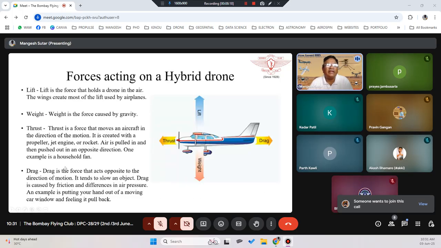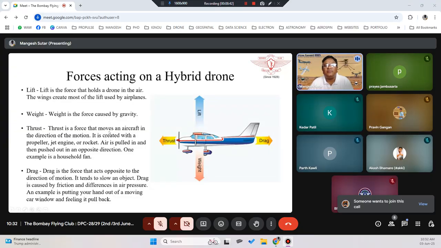Now the forces acting on a hybrid drone, since it's like an aeroplane only. Lift is the force that holds a drone in the air. The wing creates most of the lift used by the aeroplane. Normally in hybrid operations, only the vertical takeoff and landing is done, whereas the operations are always carried out as a fixed wing. Weight is the force caused by gravity.